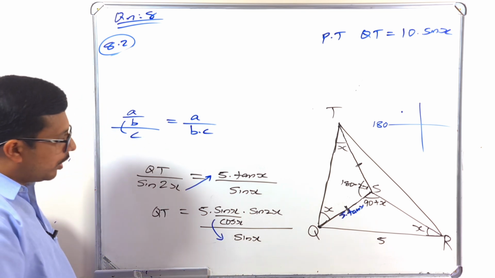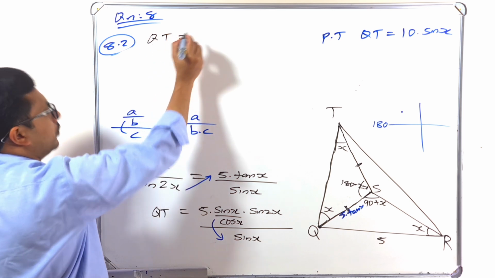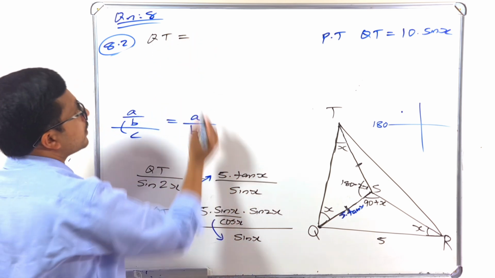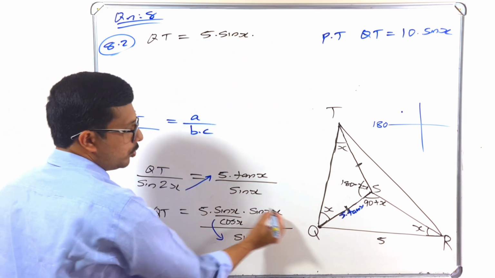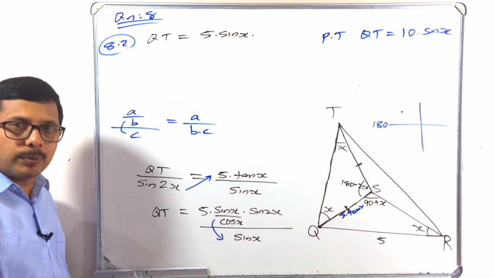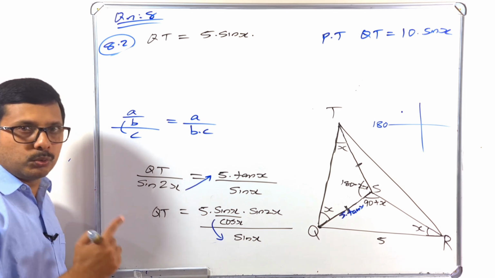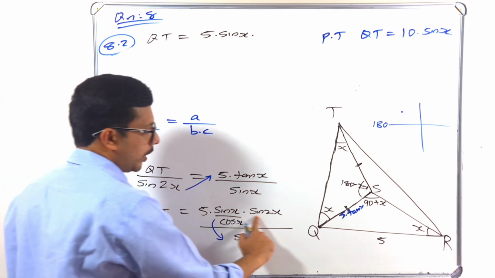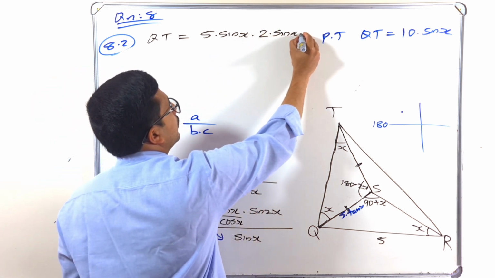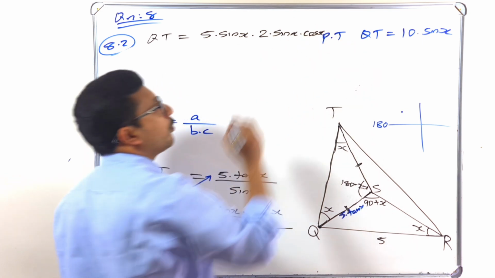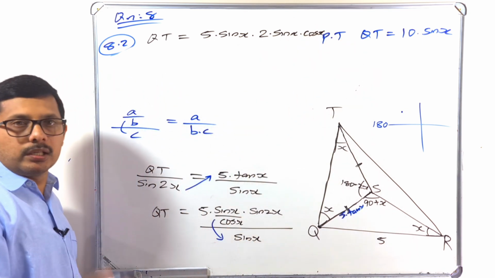Okay, so now QT is equal to 5 into sin x into sin 2x. Is it not a double angle, that one? What is the expansion of sin 2x? 2 sin x cos x. So expand this one. That is a formula that you have to learn by heart. Double angle sin 2x is 2 sin x cos x.